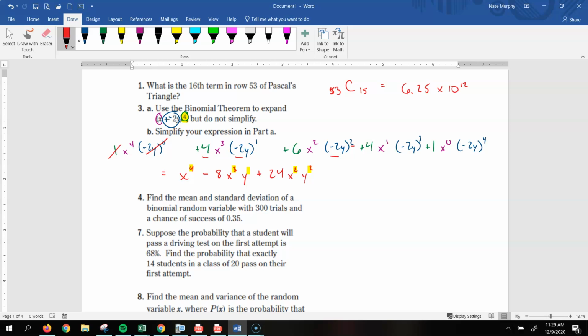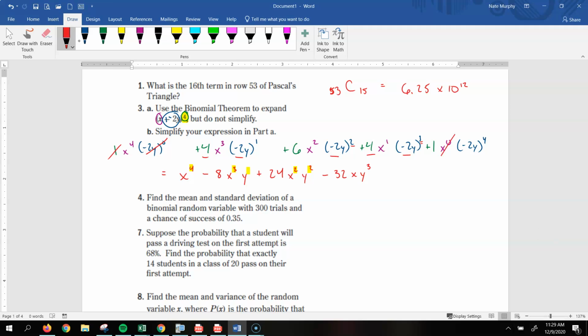Okay, looking at the next term, we'd have negative 2, but that's going to be cubed. Negative 2 cubed is negative 8. And negative 8 times 4 would be negative 32. So we have negative 32x, and then the y would be cubed. Again, my exponent there for the x would be 1. So 1 plus 3, sure enough, is 4.